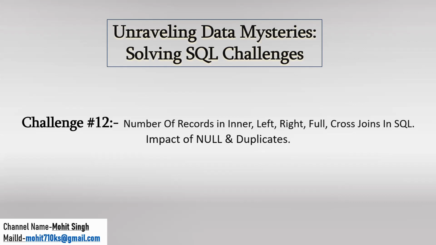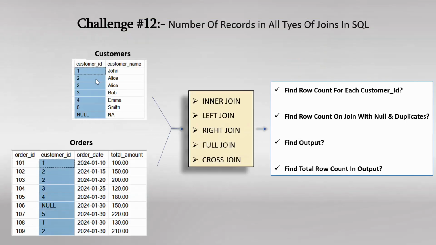This is challenge number 12 of the Solving SQL Challenges playlist, and in this video we will solve all the possible problems and questions, starting from basic to advanced, related to joins. We will cover the output for inner, left, right, full outer joins and cross joins, and the number of records, and also we will see the impact of null and duplicate values, because the input table which I have considered here has duplicate as well as null values. We are going to see all the possible cases and all the possible questions which are mentioned here.